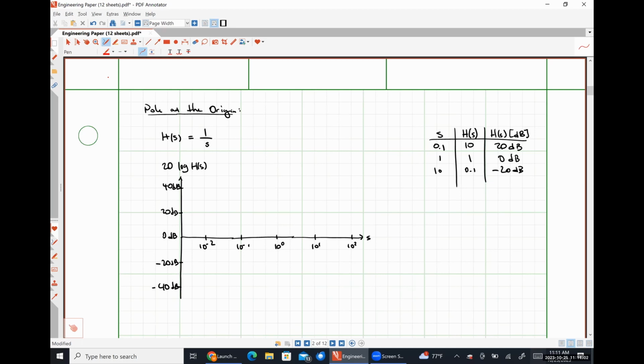So for s equal to 0.1, that would be right here. Our value was 20. For s equal to 1, our value was 0 decibels. For s equal to 10, our value was negative 20 decibels. And I'm just going to connect these dots.